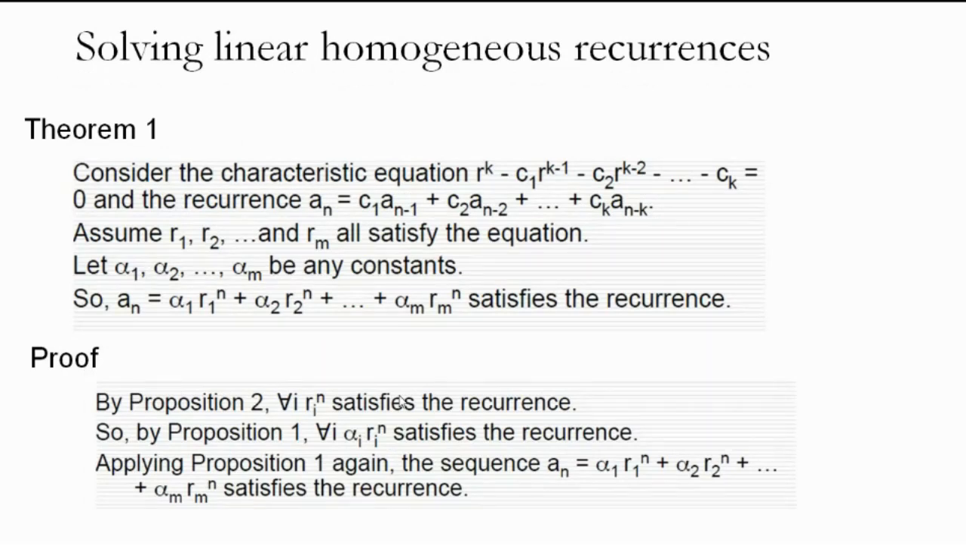Here is some theorem. Consider the characteristic equation r power k minus c1 r power k minus 1 minus c2 r power k minus 2 and so on ck, which is the characteristic equation, is equal to 0, and the recurrence relation is this one, the corresponding recurrence relation. Assume that r1, r2 and so on rm all satisfy the equation. Okay. Let alpha 1, alpha 2 and so on alpha m be any constants. So an is equal to alpha 1 r1 power n plus alpha 2 r2 power n plus and so on alpha m rm power n satisfies the recurrence.